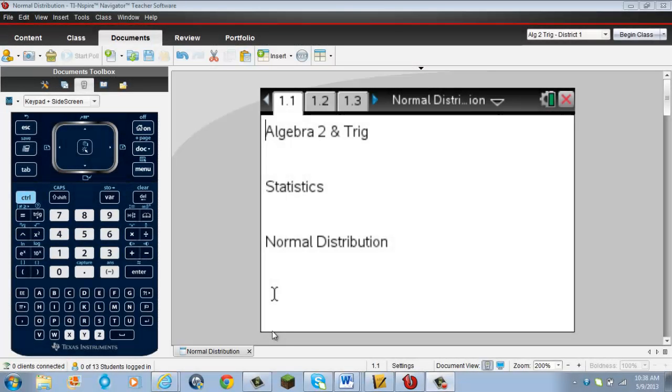So today's topic is normal distributions. Open your normal distribution file on your Inspire and go directly to page 1-2.